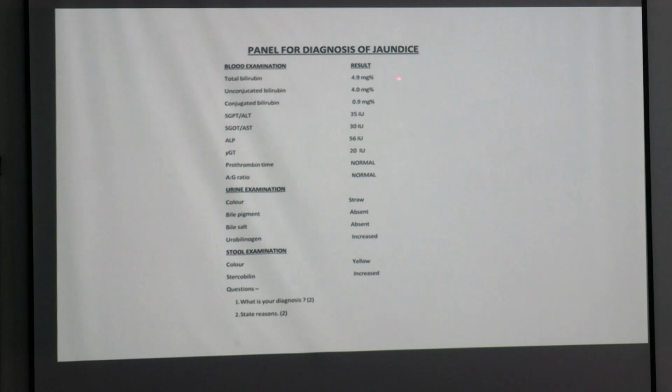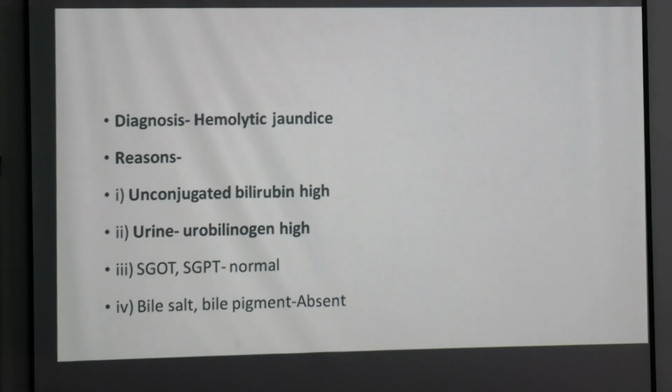এটা হলো টোটাল বিলিরুবিন 4.9, এর মধ্যে unconjugated 4, conjugated 0.9, আর urobilinogen increase in urine, appetite normal, A/G ratio normal, albumin globulin ratio normal, stercobilin increased. Due to unconjugated condition, hemolytic jaundice, basically hemolytic jaundice.